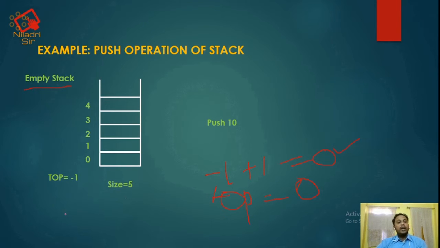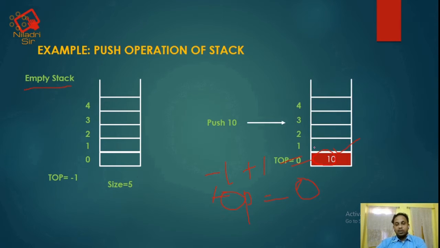So at first we have to increment top by +1. After that we will insert the element at that location. As you can see, we have incremented the value of top by +1, so the value of top became -1 to 0. After that we have inserted the value 10. So the value of top is right now 0.